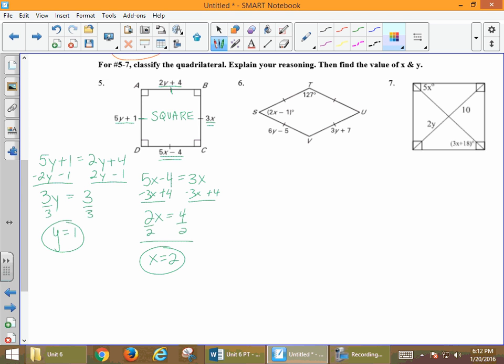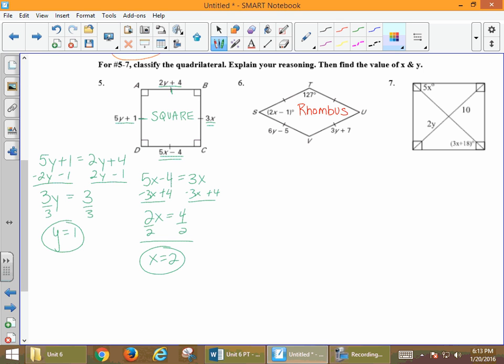Question number 6, taking a look at the four-sided figure. Yes, it is four sides. It's a quadrilateral. Opposite sides, are they congruent? Yes. So it's a parallelogram. All sides are congruent. Yes. That means it's a rhombus. And is it a square? No, I don't have a 90-degree angle. So this one stops at rhombus.